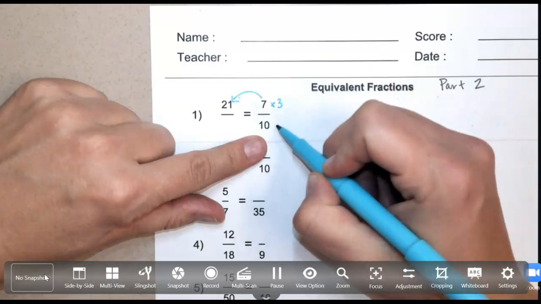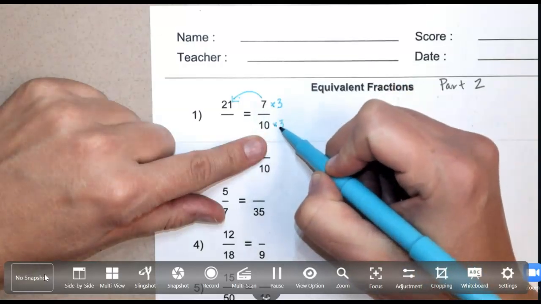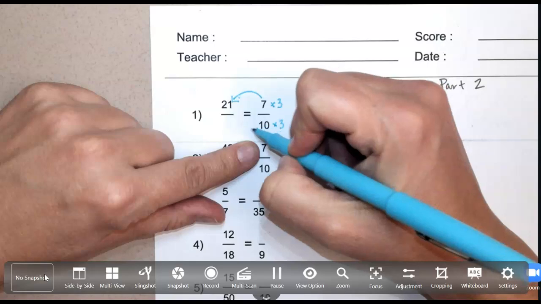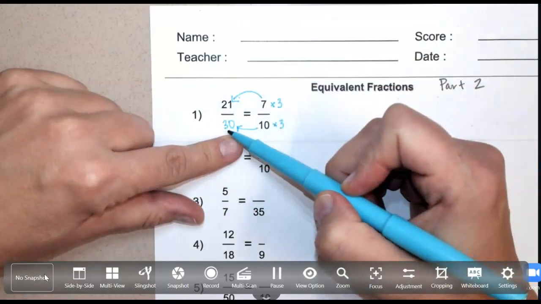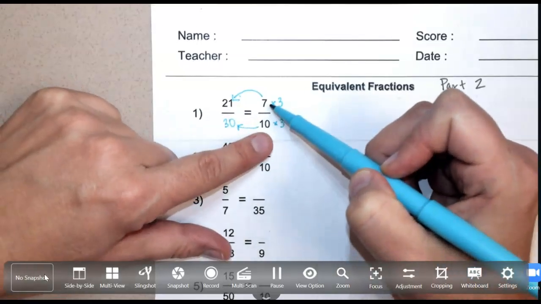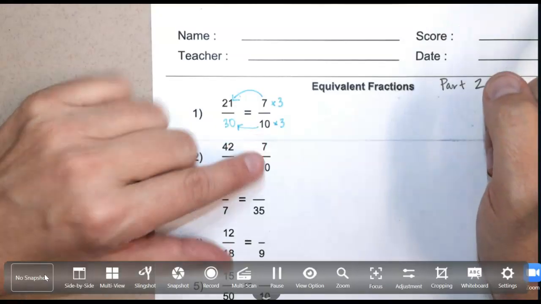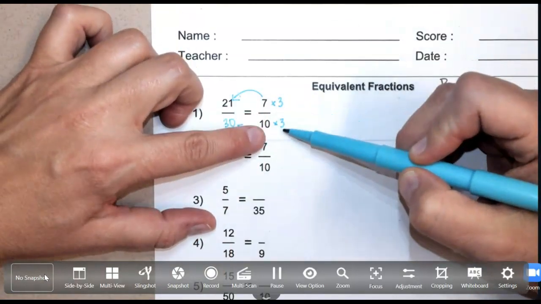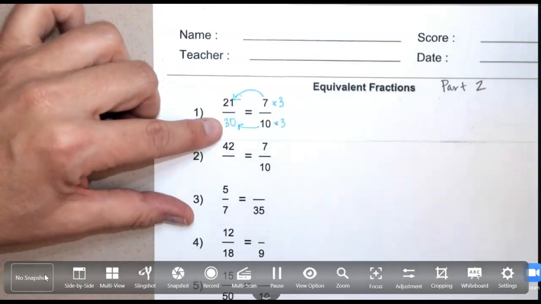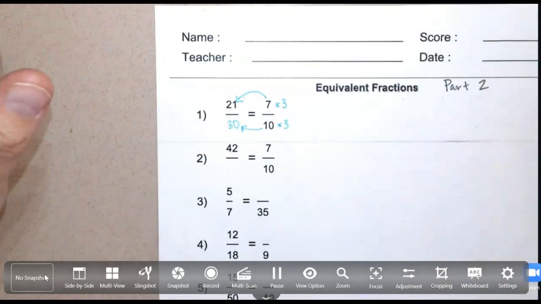So I'm going to do the same thing on the bottom. 10 times 3 is going to equal 30. So my equivalent fraction, 21/30, is equal to 7/10. So when you're solving these, you want to make sure you're doing the same thing on the numerator and the denominator in order for your fractions to be equivalent.